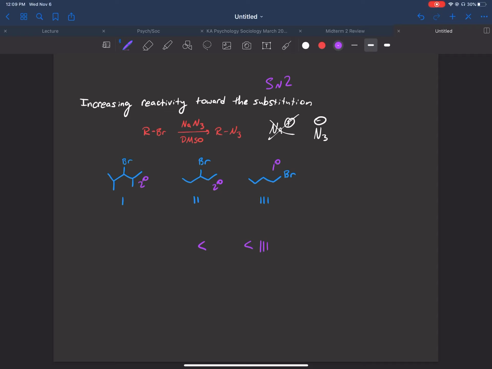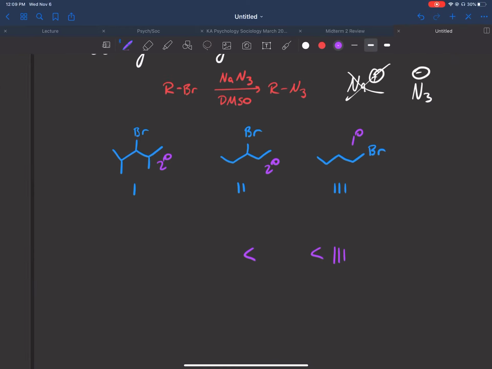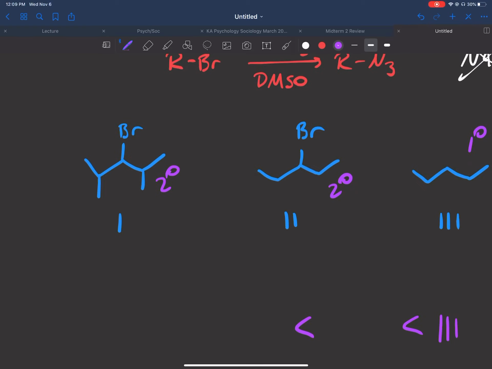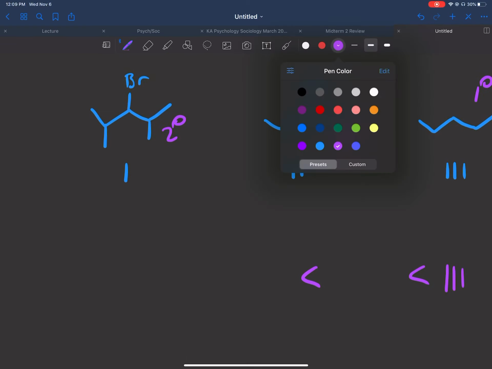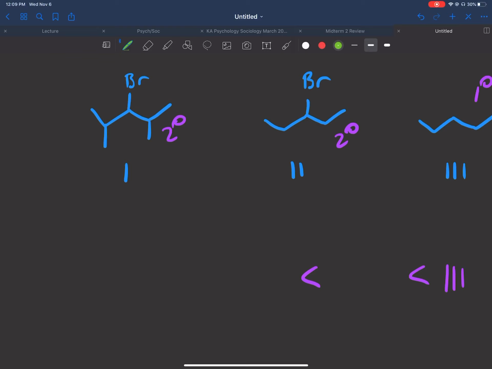Now, in one of my previous videos, I mentioned something called beta branching. Okay, so just a quick refresher. The alpha carbon is the carbon with the leaving group. The carbons next to it are the beta carbons, right, to those two carbons.